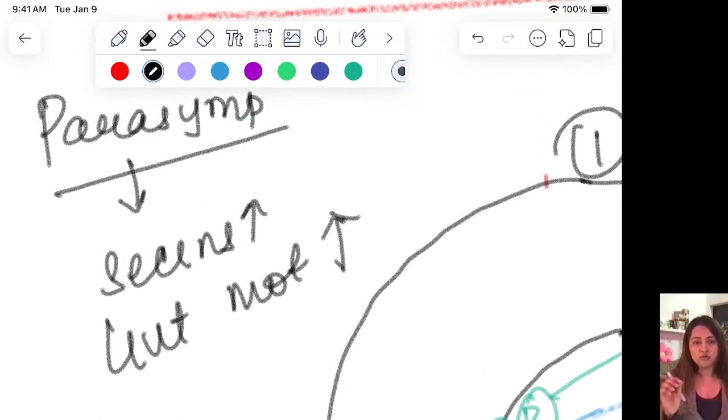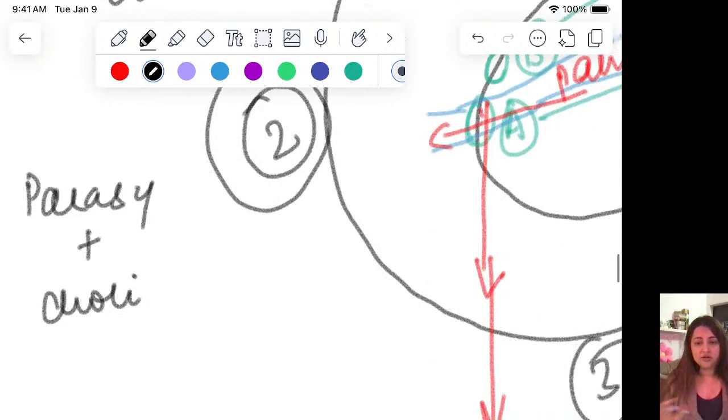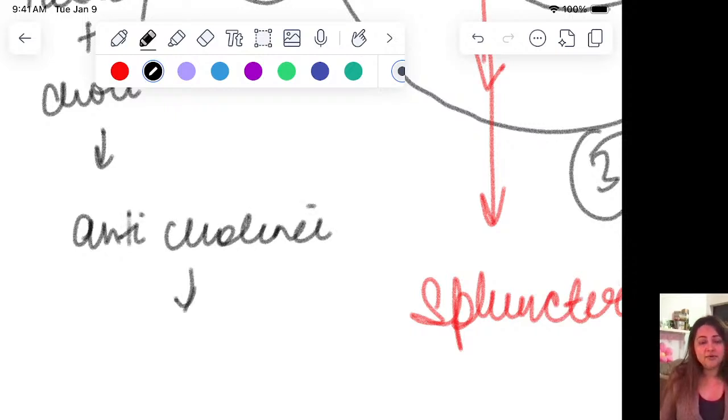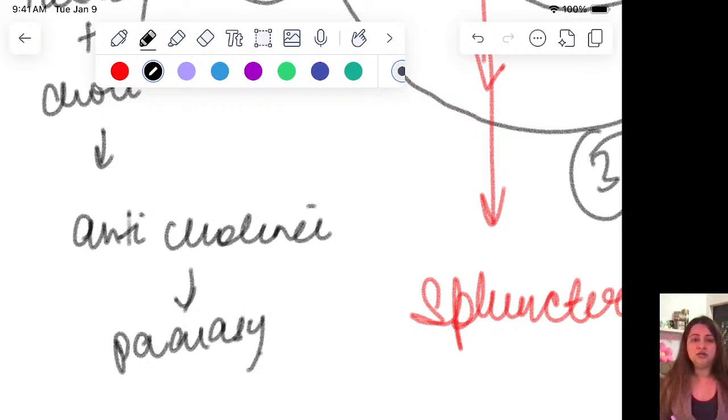Parasympathetic is going to increase all the secretions. Cholinergic and parasympathetic go hand in hand, so they are the same thing. Whenever you are given a cholinergic effect, that means parasympathetic effect. Remember this. And when you are given anti-cholinergic, that simply makes it anti-parasympathetic, the opposite of parasympathetic.